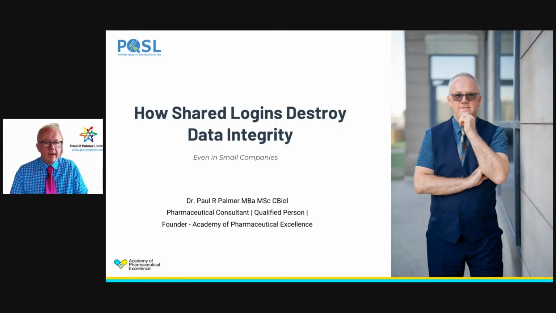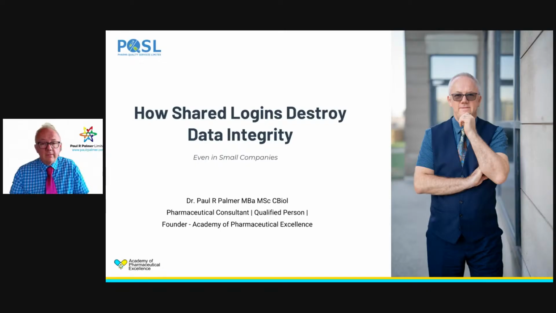Today we're talking about how shared logins destroy data integrity. My first experience of that, I would say, probably was back in the late 90s when I was auditing. And I found somebody actually had the password down at the bottom of the screen. I said, well, how do you maintain data integrity? Oh, we're just logging in with that. Well, how do you know who did the test? They didn't have an answer, of course. So they got an observation from me as an auditor.